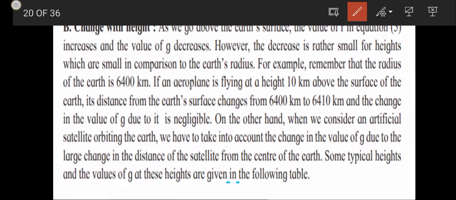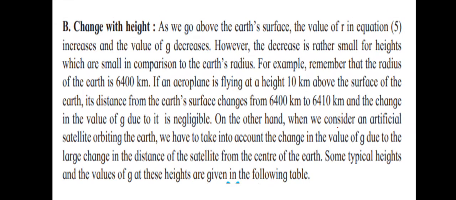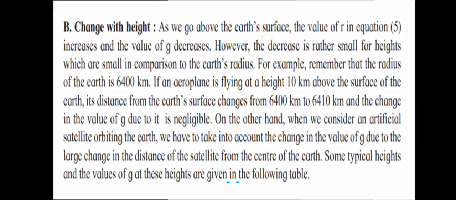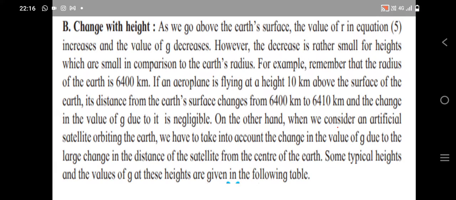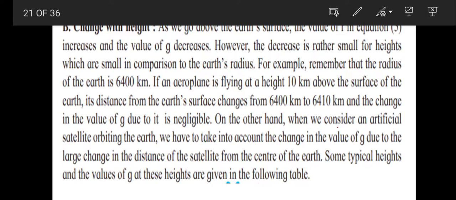Now the second point is the change with height. As we move above the earth's surface, the value of g decreases. As the height increases, the value of g decreases. This decrease is noticeable for heights that are small in comparison to the earth's radius.